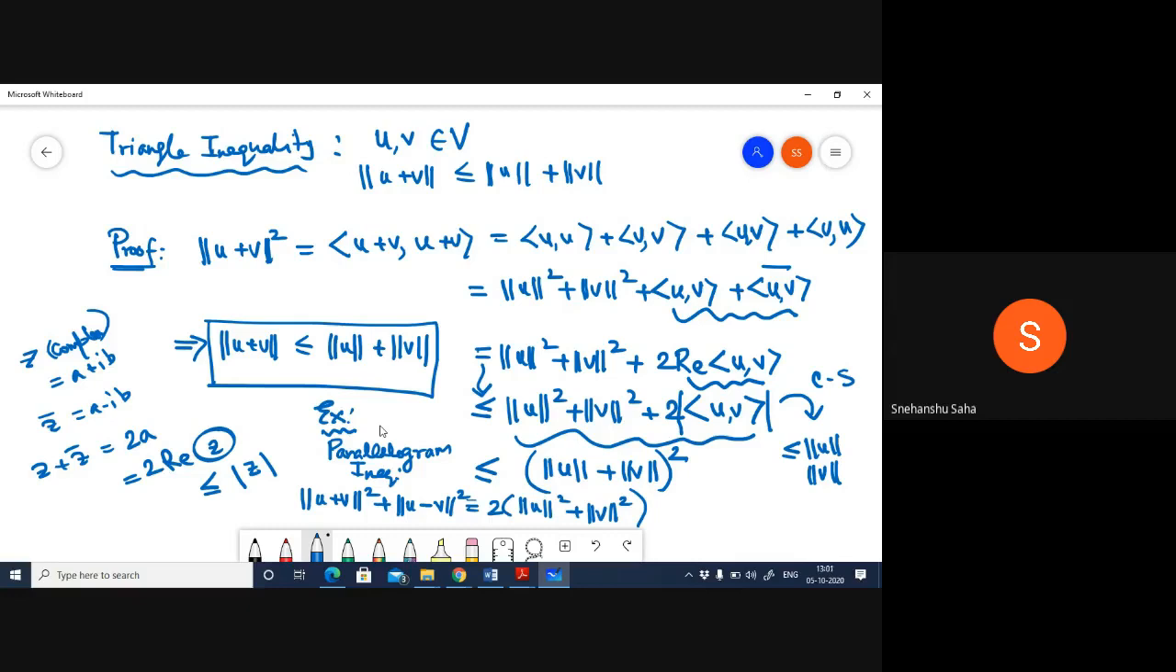Just think of the way a parallelogram looks, and you are representing two sides of the parallelogram by the two vectors U and V, right? And so therefore one diagonal is represented by U plus V. However, the other diagonal will be represented by U minus V, obviously. So what you are saying is that the sum of the squares of the lengths of the two diagonals is equal to 2 times the sum of the squares of the lengths of the sides itself, which is exactly what the parallelogram identity is, right?